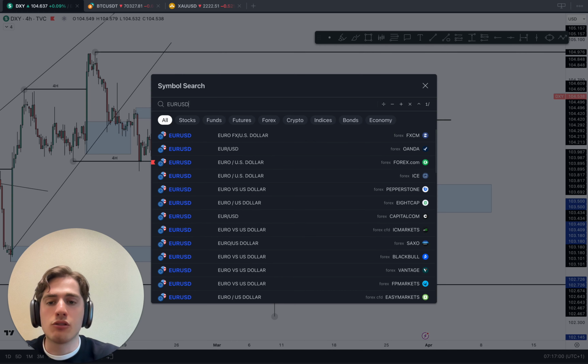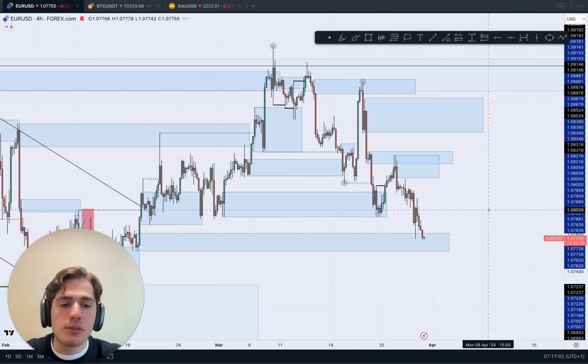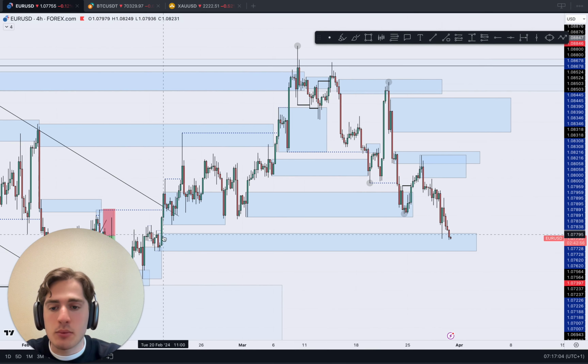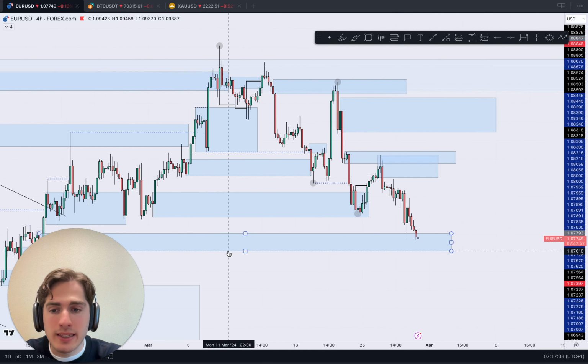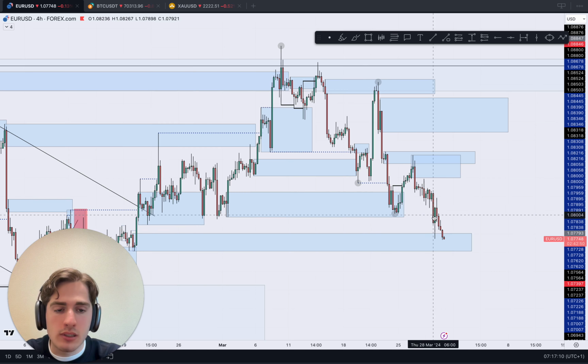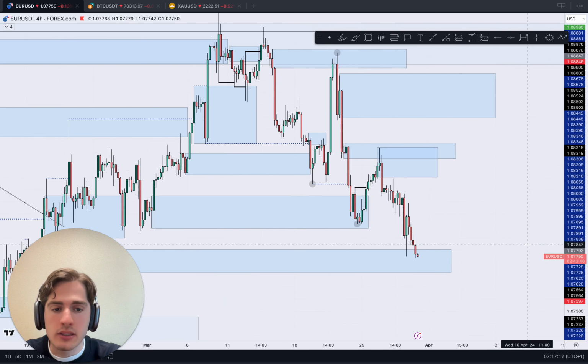Now moving on to EURUSD. EURUSD moved down lower yesterday. As you can see, we tapped perfectly into that area of demand yesterday, as we expected, and grabbed the liquidity beneath all of these lows, called it all along the entire week.